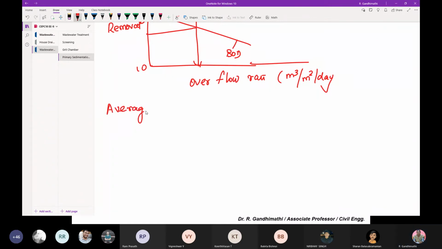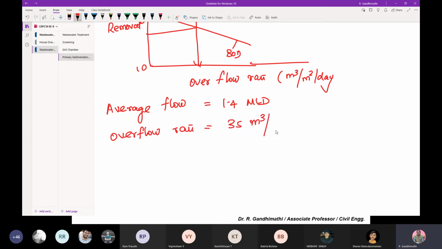1.4 MLD, and the overflow rate is 35 meter cube per meter square per day. Please note down: design the primary sedimentation tank, maybe of rectangular type, with an overflow rate of 35 meter cube per meter square per day. The overflow rate is otherwise called the surface loading rate. The surface loading rate means how much flow you are applying over the surface area.